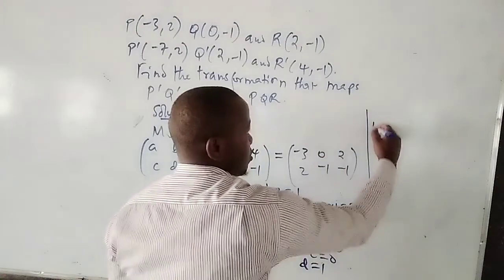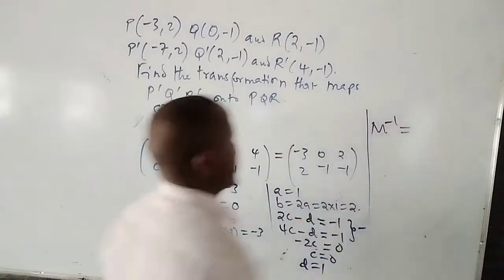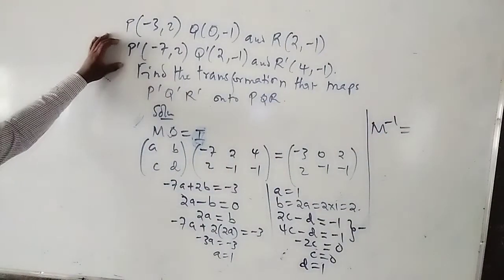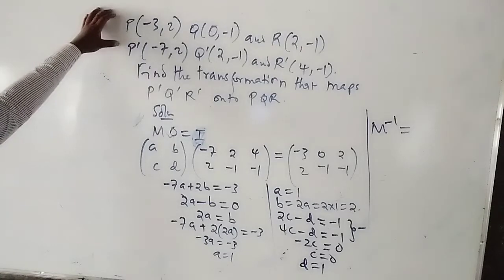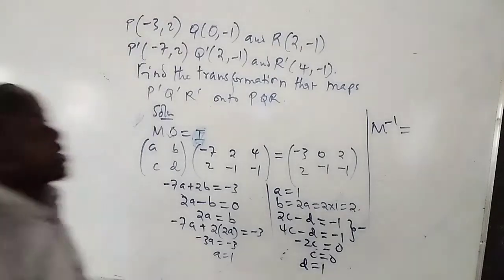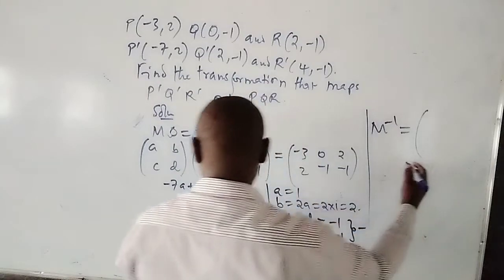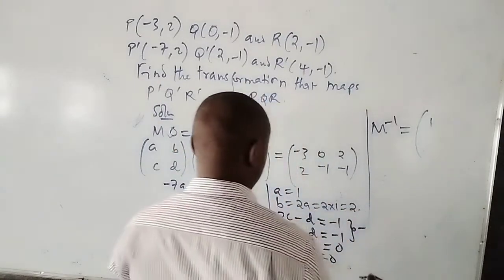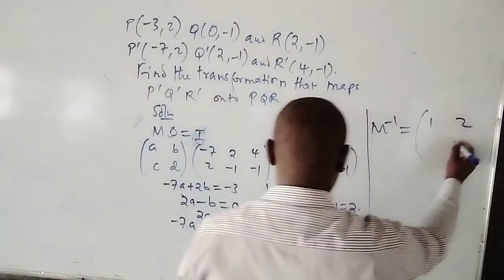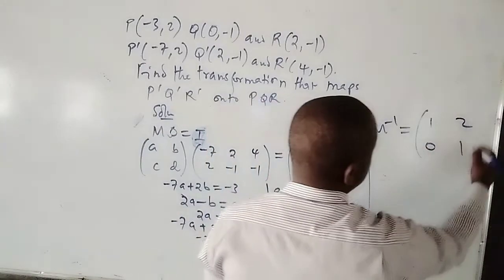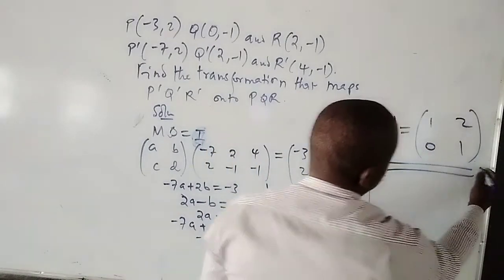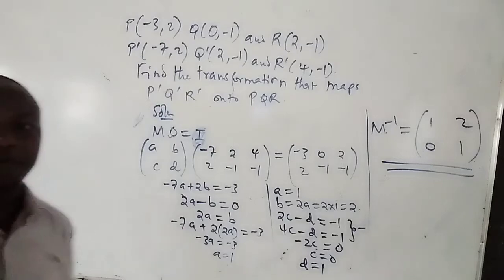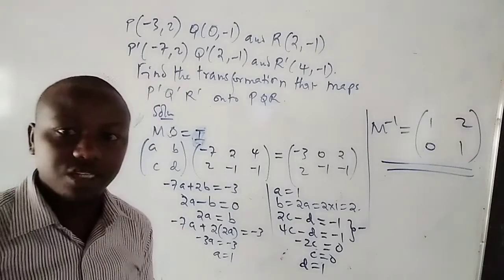Therefore, the matrix of transformation which reverses triangle P prime Q prime R prime to PQR will be: A is 1 and B is 2, C is 0 and D is 1. So this is the transformation matrix which does that work.